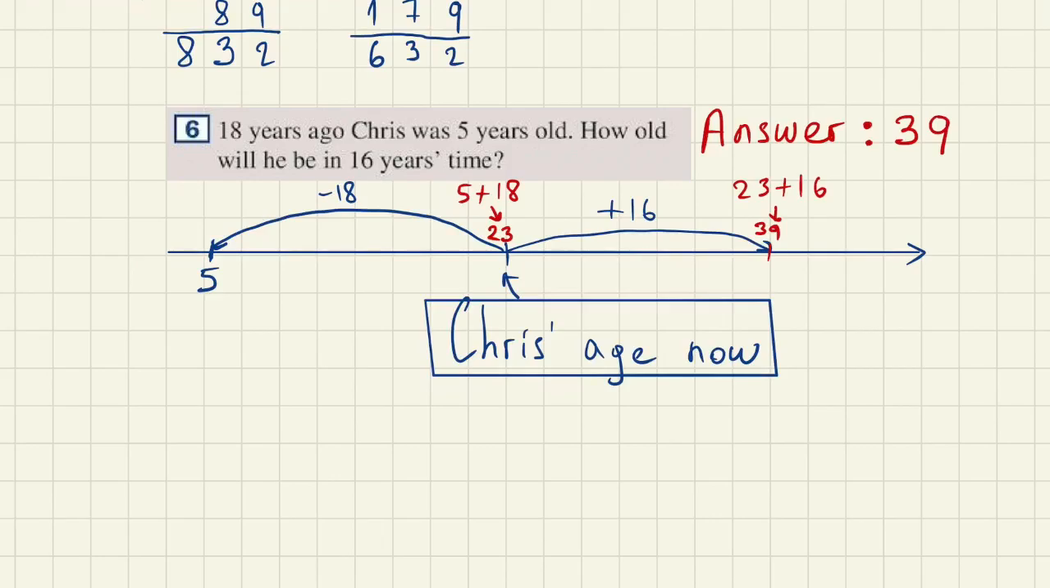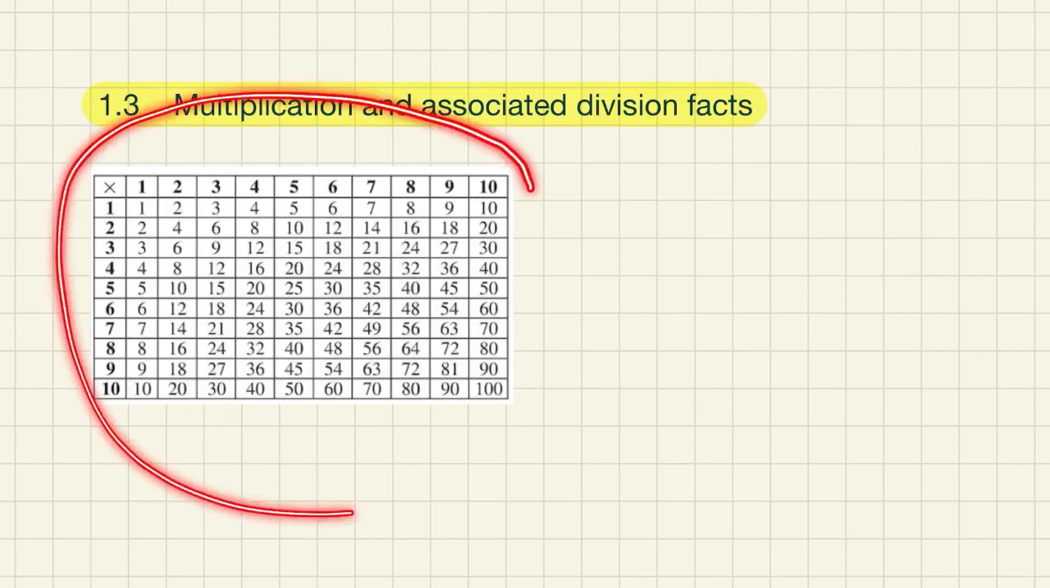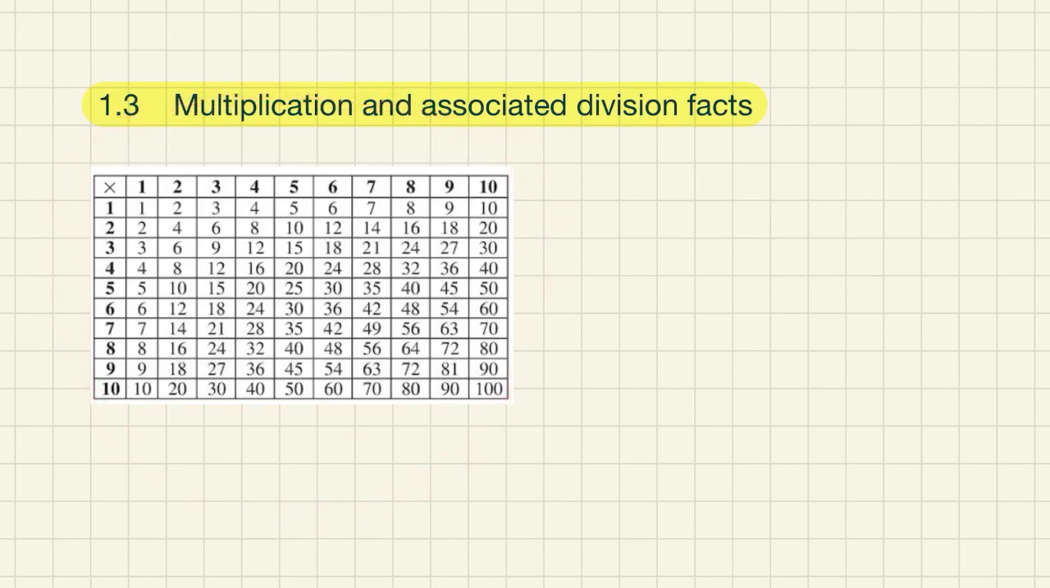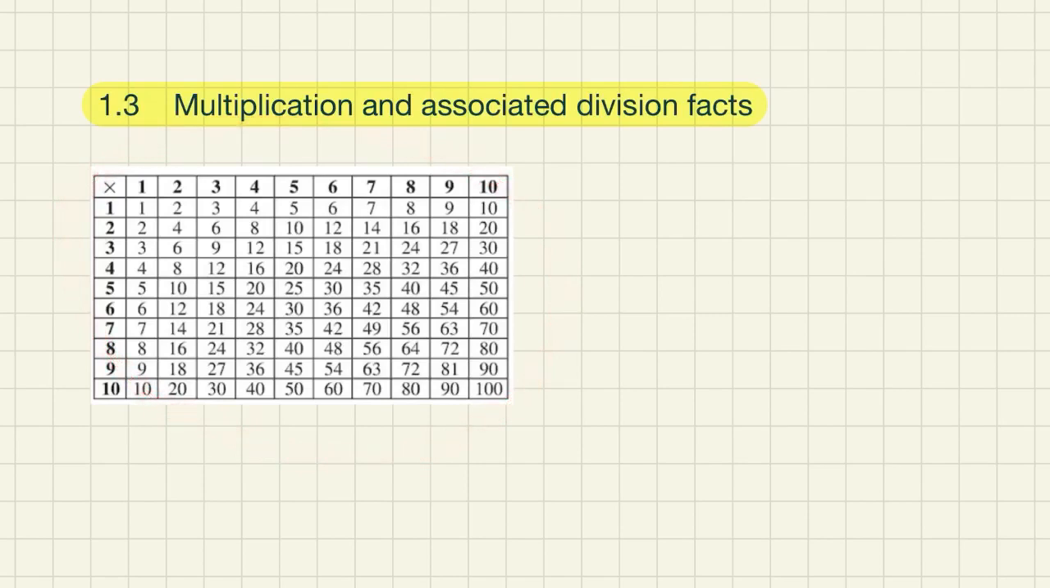Okay, that's it about addition and subtraction. Real short, real easy topic. Another topic for today is multiplication and associated division facts. So here we have a multiplication table of numbers from 1 to 10. Again, I'm pretty sure most of you are familiar with this topic, but this is just a recall, and I hope I will make it easier for you to use the multiplication. This is a very big table with a lot of numbers, and it's a bit hard to remember them all. That's why we have some facts that help us to make it shorter.